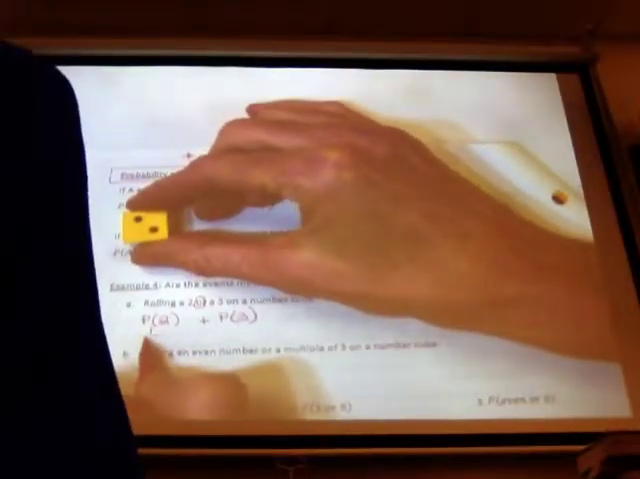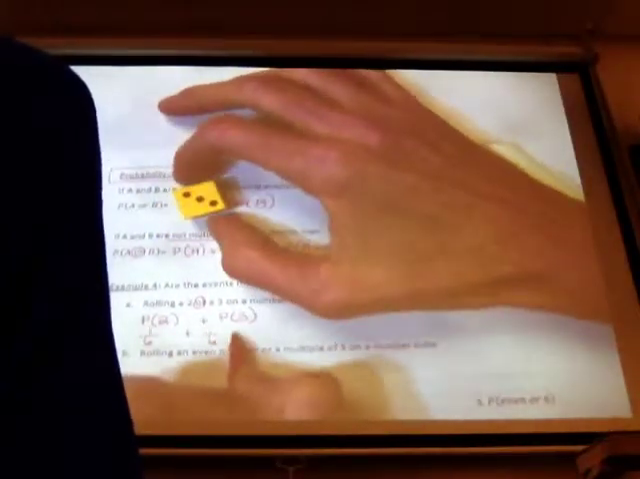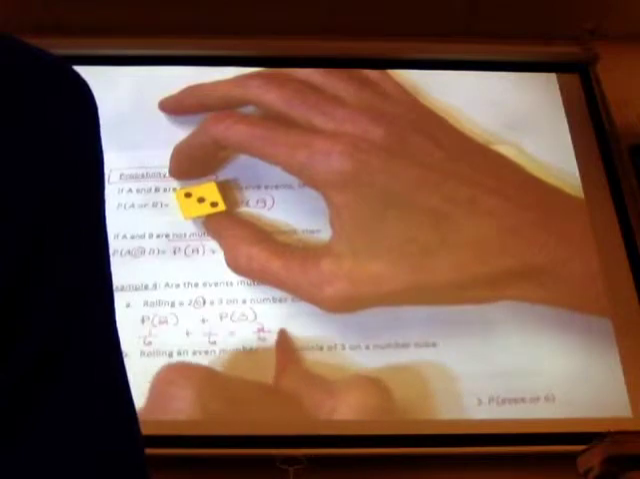So if you have 6 sides on the dice, what would be the probability of rolling a 2? How many sides have a 2? 1. You have 1 side out of 6 sides. How many sides have a 3? 1. 1 out of 6, and you have 2 out of 6, which is 1/3. Are those mutually exclusive? Yes. So I did not subtract anything. You can't roll a 2 and a 3 at the same time.